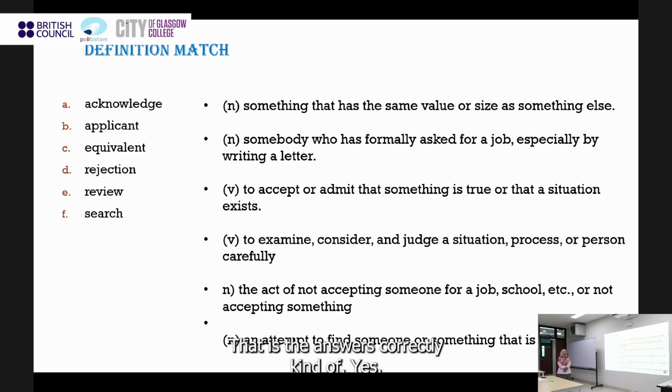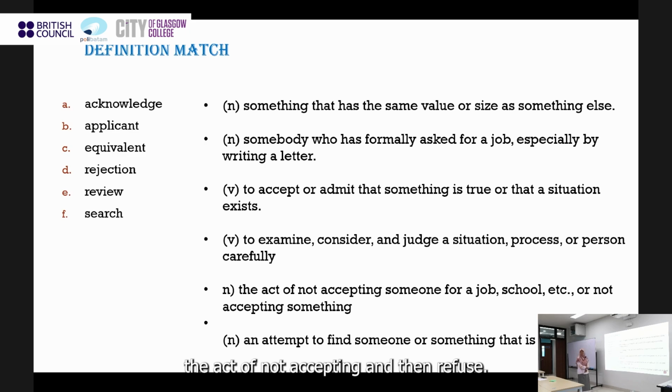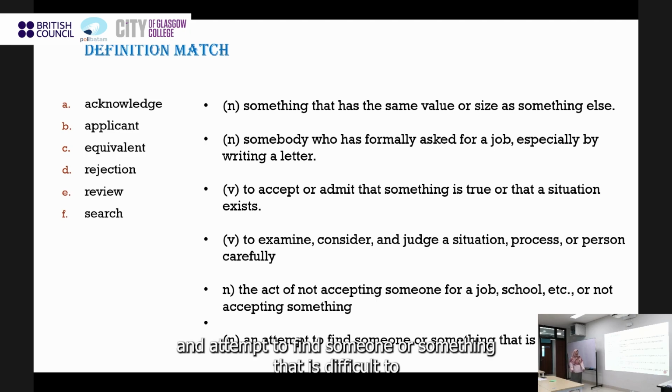Okay, for applicant. Somebody, right? Because that is a noun too. And then equivalent. Something. Okay, very good. And rejection. Not accepting. Okay, very good. The act of not accepting. And then review. Refuse to implement. Considers. Okay. And then the last one is search. An attempt to find someone or something that is difficult to find. Okay, very good.